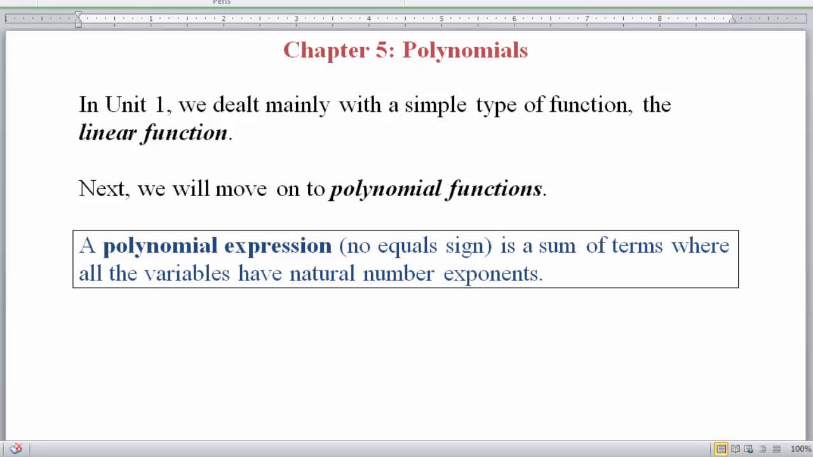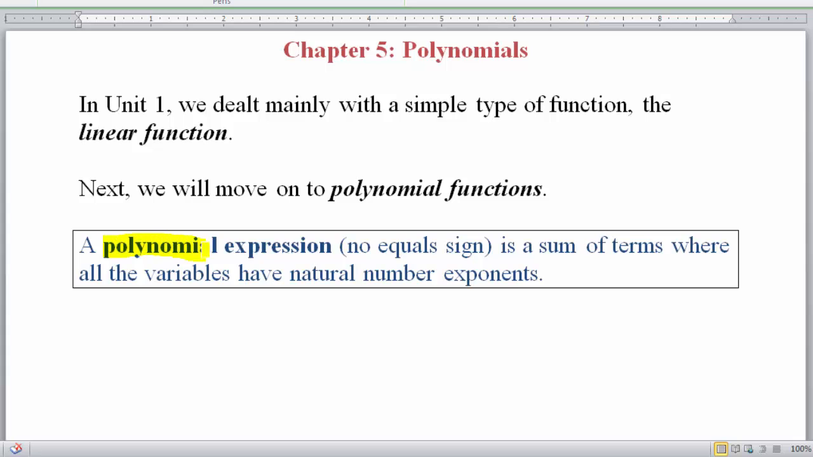We begin Unit 2 with Chapter 5, which is polynomials, right? Chapter 5 deals with polynomials, polynomial functions, polynomial equations, polynomial expressions. In the first unit, mainly we were dealing with linear functions. We had a little bit of absolute value functions in there, we did a little bit of trig, but in general we were dealing with linear functions. But now we're going to move on to polynomial functions, which are a bit more complicated than linear functions. So first things first, what is a polynomial expression?